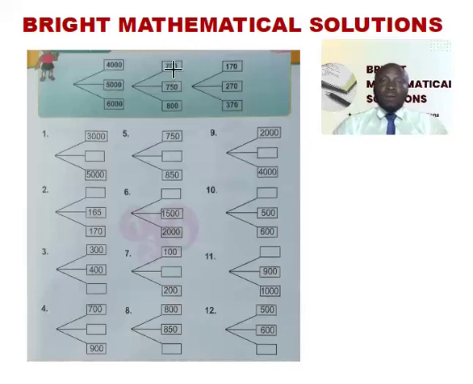Let's look at this. We have 700, 750, and 800. The difference between the first and the second is 50. The difference between the second and the third is 50. For the last operation we have here, we have 170, 270, and 370. The difference between the first and the second is 100. The difference between the second and the third is 100.